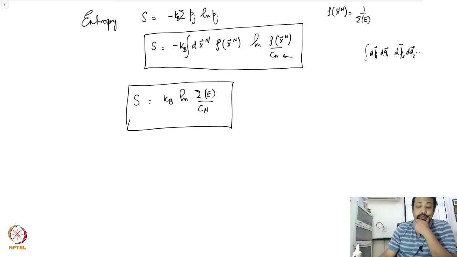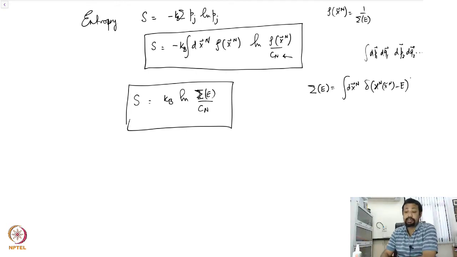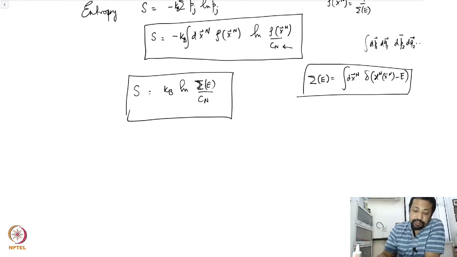Now coming back to this, this quantity is called the structure function and is defined as the integral dxn delta of hn xn minus e. You can imagine that for a 6n dimensional space, it is a notoriously difficult quantity to evaluate. So what do we do? Well, instead of considering that the system is strictly at an energy level E, I can also consider a spread in the energy level, so that I replace this by E plus delta E.